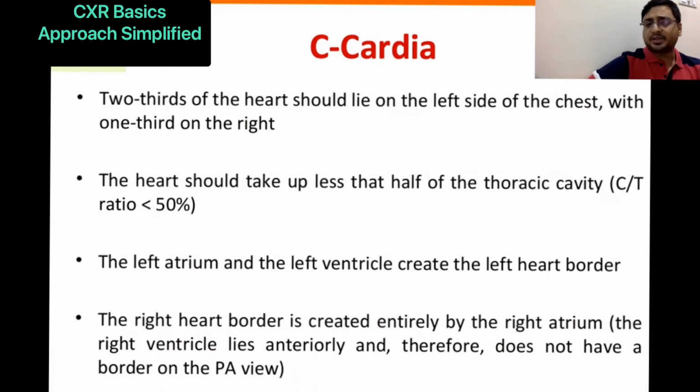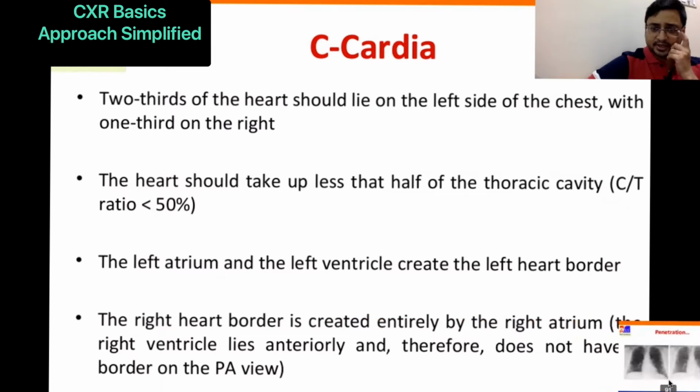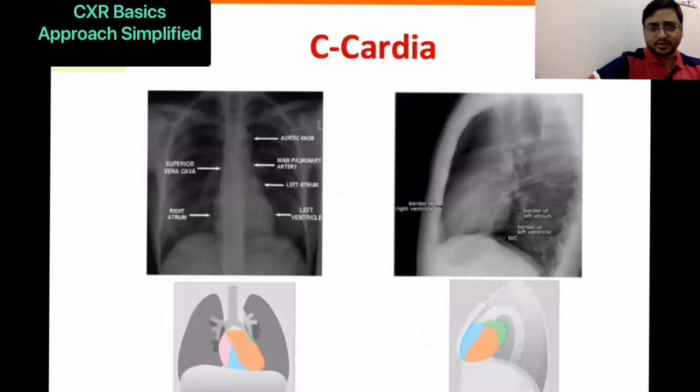The left atrium and the left ventricle create the left heart border. The right border is created entirely by the right atrium. The right ventricle lies anteriorly and therefore does not have any border on the PA view. This is one of the important questions that you can be asked. And you should remember that the RV, right ventricle, never comes in the right border of the heart. So this is how it looks like.